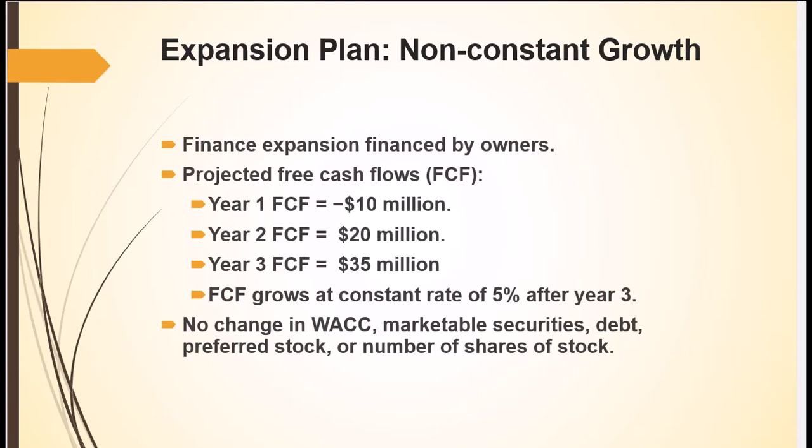So maybe, let's say next year, we expect to spend $10 million for a project. That project's going to create some additional value to the company, different cash flows, if you will. And then after that, we're going to expect it to grow at a constant growth rate. So there's no changes in anything else. Cost of financing, securities, debt, preferred stock, all of those things remain the same. All we've changed is we've added 3 years of a non-constant growth pattern.